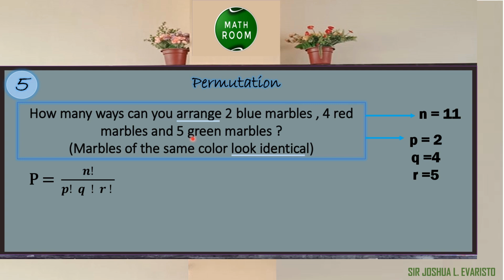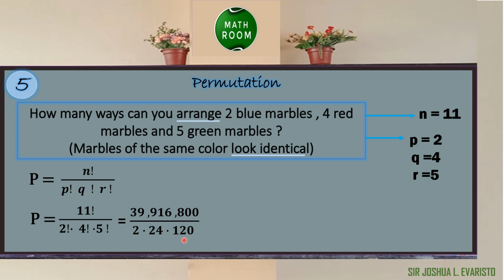Let us substitute the given values to the formula. We have P is equal to 11 factorial over 2 factorial times 4 factorial times 5 factorial. We can simplify the numerator 11 factorial. You can solve it by using your calculator, which is 39,916,800. Simplify first each factor. For 2 factorial, we have 2. For 4 factorial, we have 24. And for 5 factorial, we have 120.